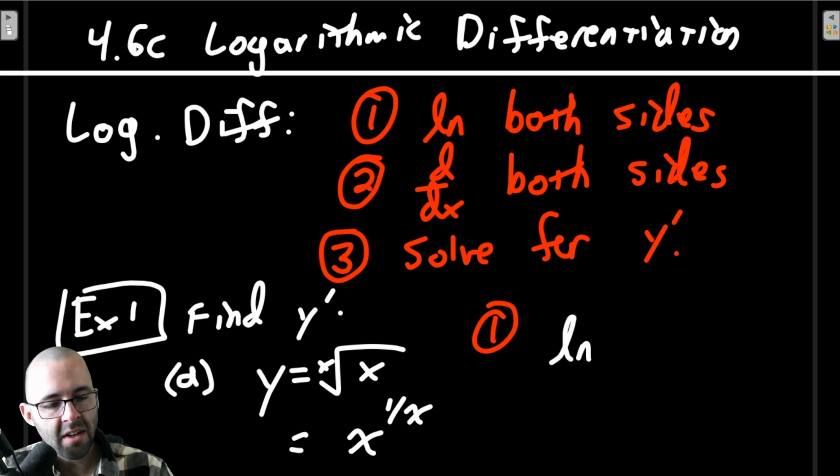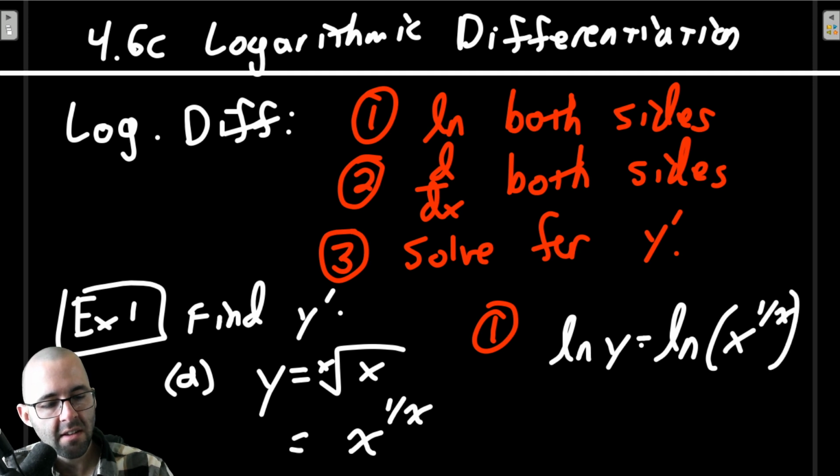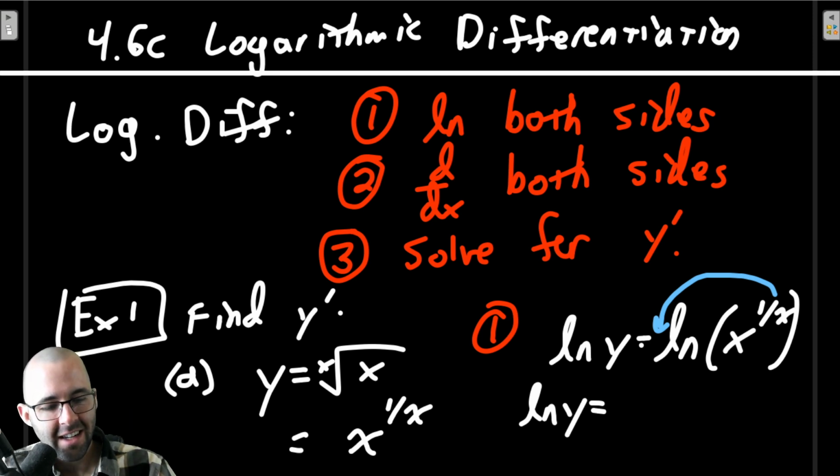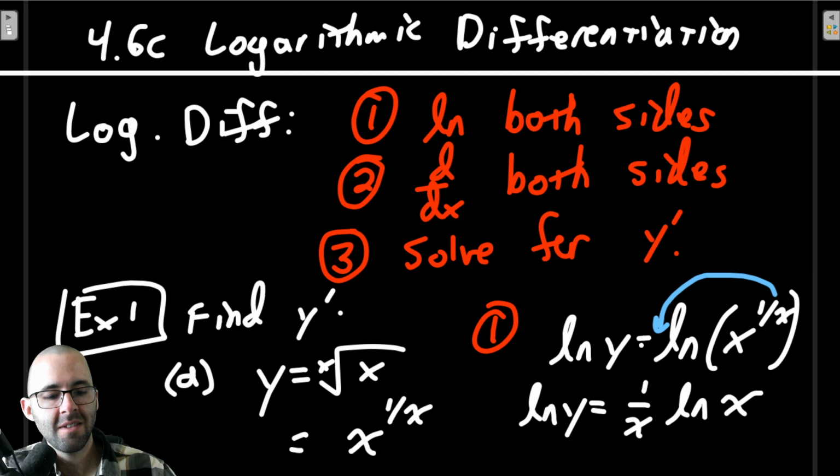ln both sides. We get the natural log of y equals the natural log of x to the 1 over x. And there's sort of a little step 1.5. Step 1.5 is simplify. That right-hand side simplifies. We have the natural log of y equals the exponent can come out in front. We couldn't take the derivative of this because of that exponent. But if we take the natural log, the exponent is gone. We're going to get 1 over x times the natural log of x. And this is much nicer to differentiate. We are ready for step 2.